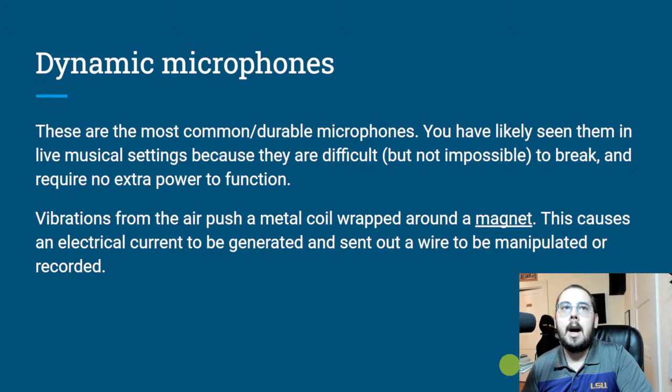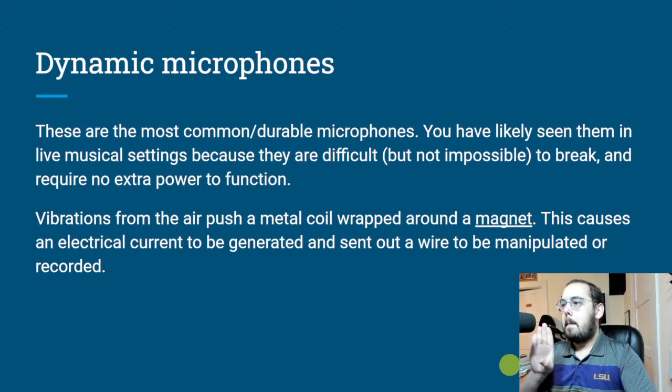You'll see them a lot in live musical settings because, while not impossible, they are fairly difficult to break, and you don't require any extra electricity in order to make it work. The way it works is that as I talk, the air pushes a little membrane, essentially, and this membrane is connected to a bunch of wires that are wrapped around a magnet.